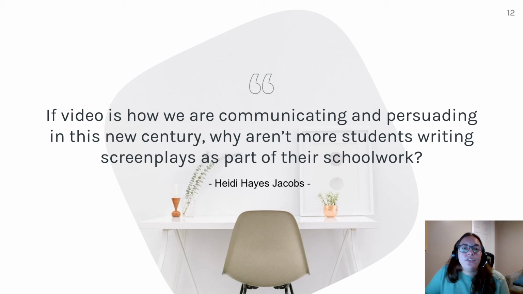Now, before we start talking about creating multimodal texts in the classroom, I will leave you with another quote, this time by an author from the field of education. What do you think about this? Did you have experience creating these kinds of multimodal texts? I certainly did.